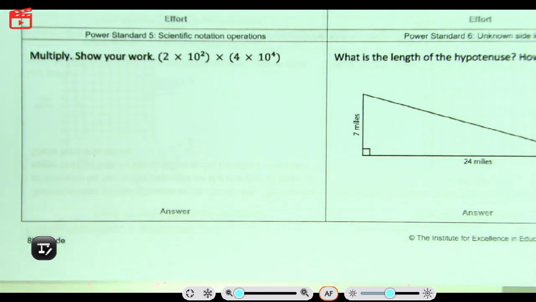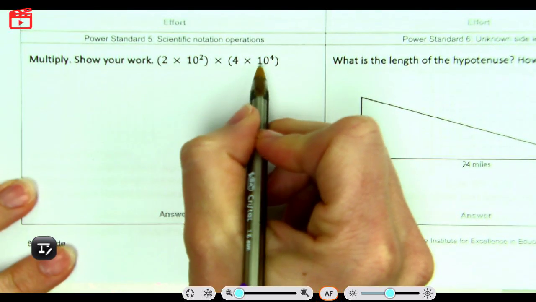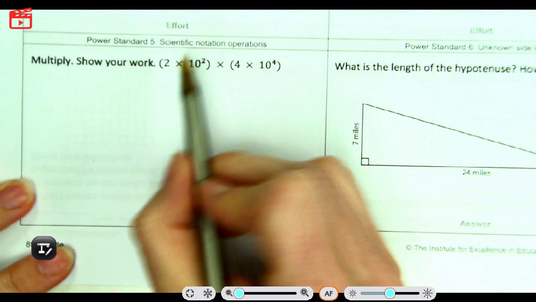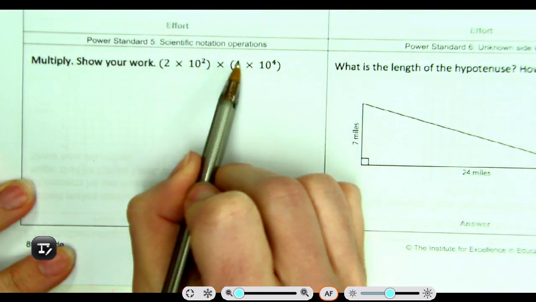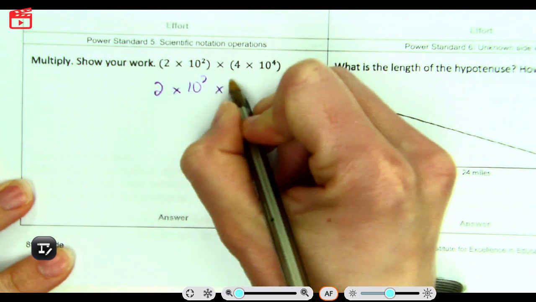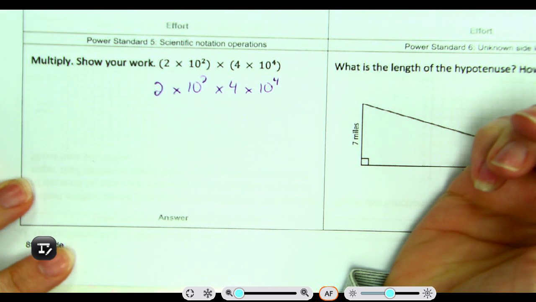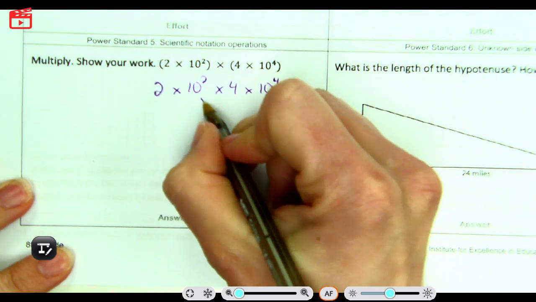Warm-up number 28, Power Standard 5, says multiply, show your work. So again, we have two numbers written in scientific notation here. If I want to multiply them together, what I need to realize is that this is just all multiplication. If it's just all multiplication, I don't even need the parentheses. And then knowing with multiplication, we can use the commutative property, I can switch things around.